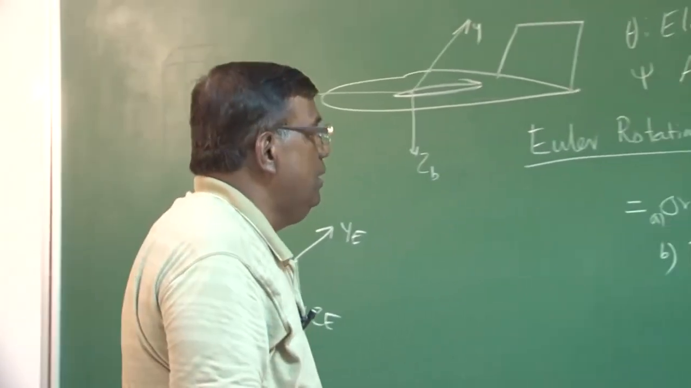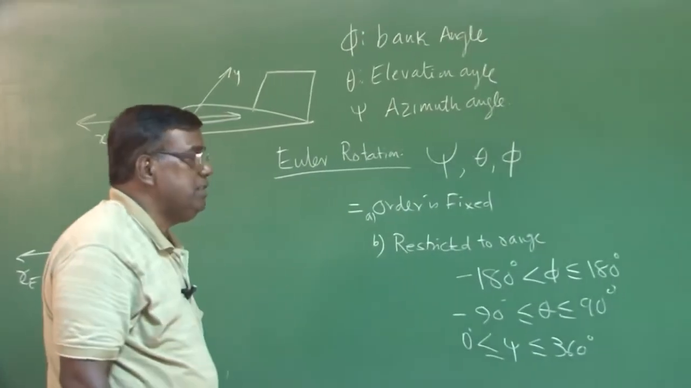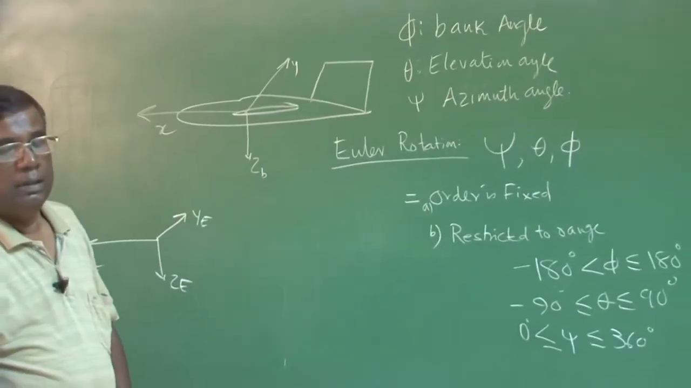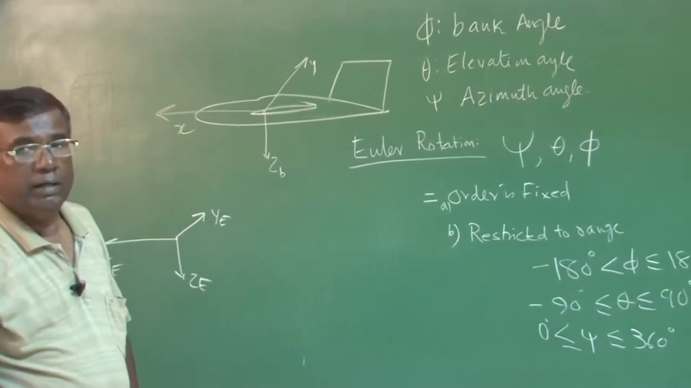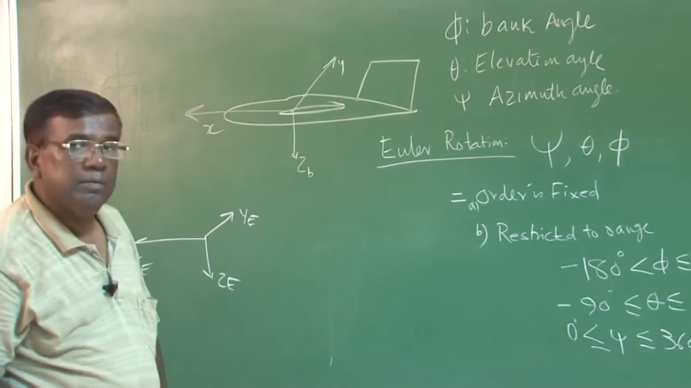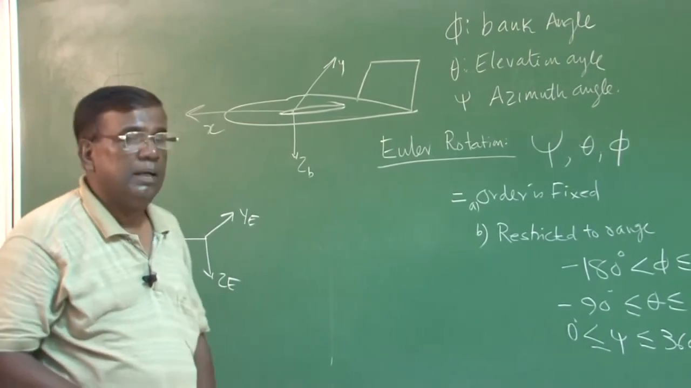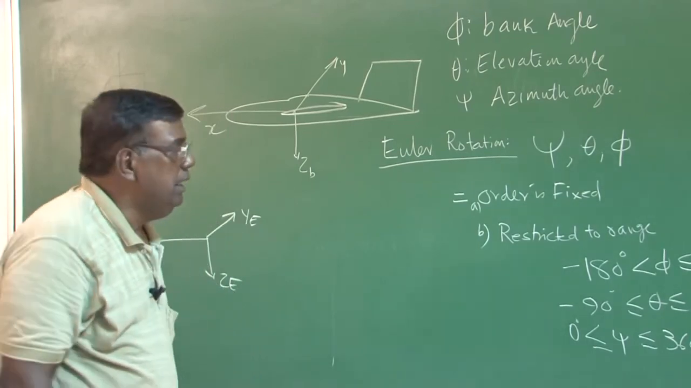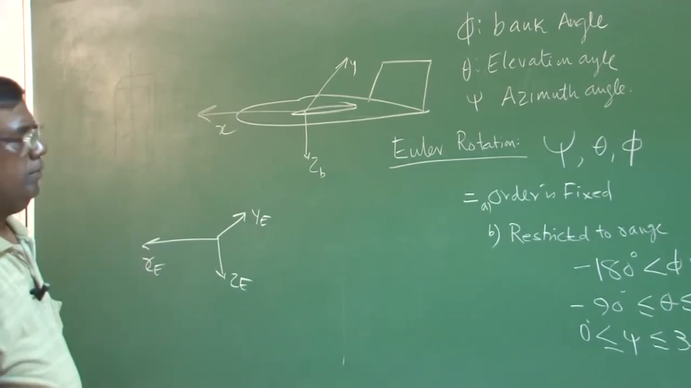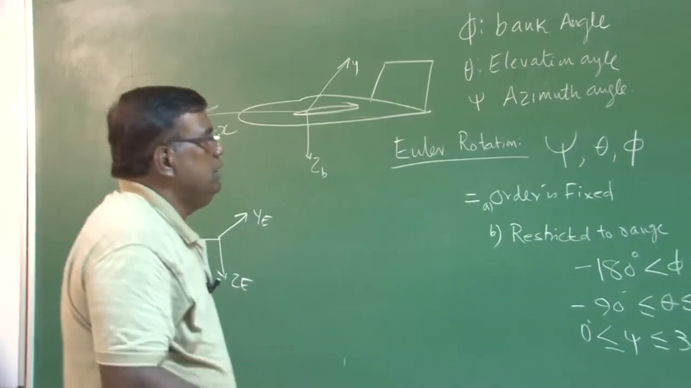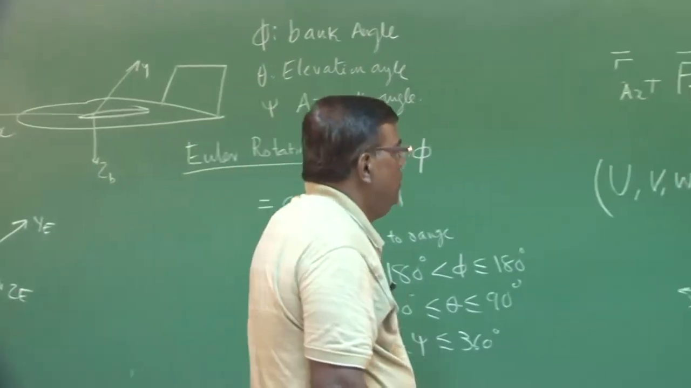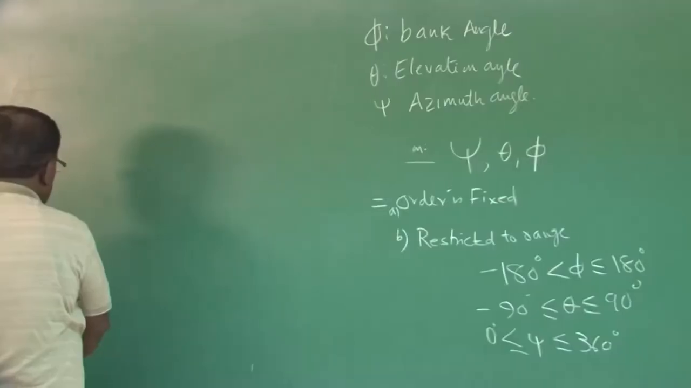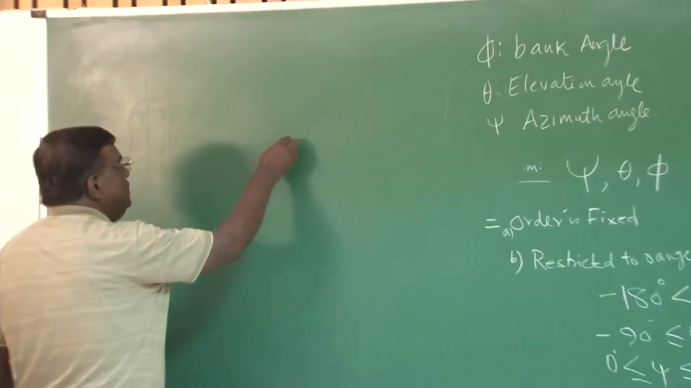I strongly recommend you read a few pages from the flight dynamics book by Warren Phillips. Wonderfully it has been written. I will try to give some examples in the forum so that you get better ideas. This is the mathematics part of it. Why we are doing all this, let us understand. That is more important.